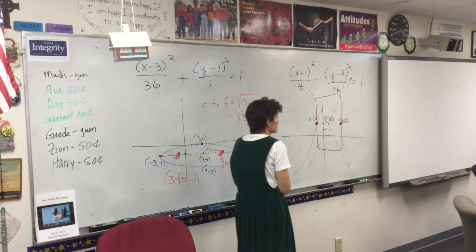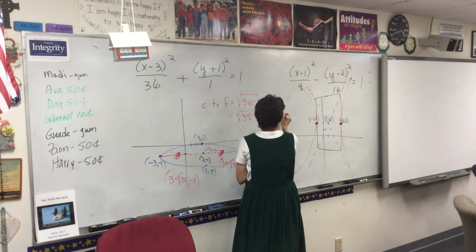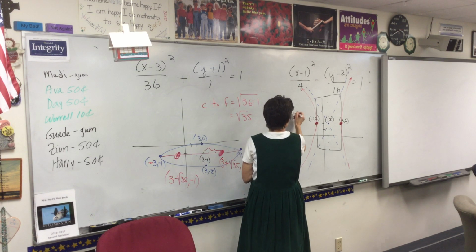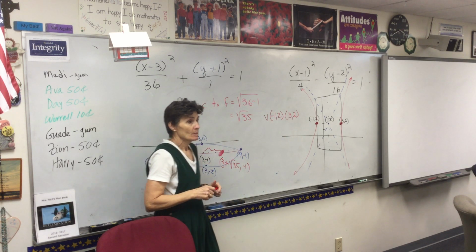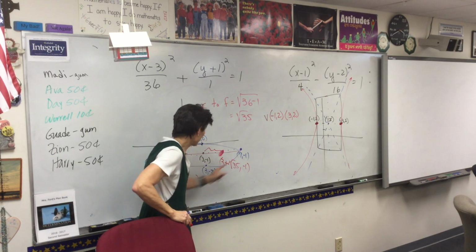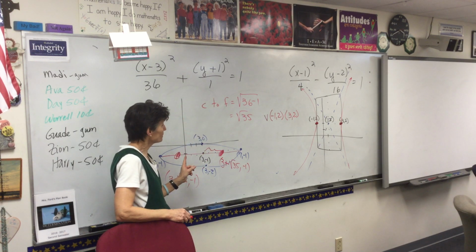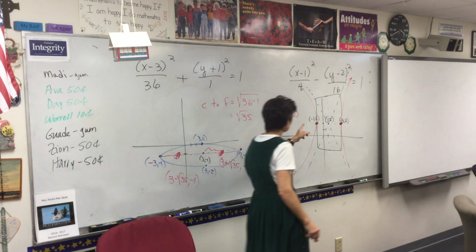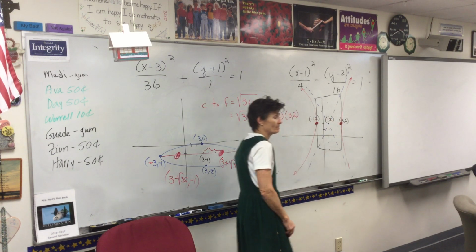Those 2 points, the red points, are the vertices. So when it says, what are the vertices, that's what you write down. Notice that an ellipse has 1, 2, 3, 4 vertices. A hyperbola only has 2 because those are the points that make the shape.